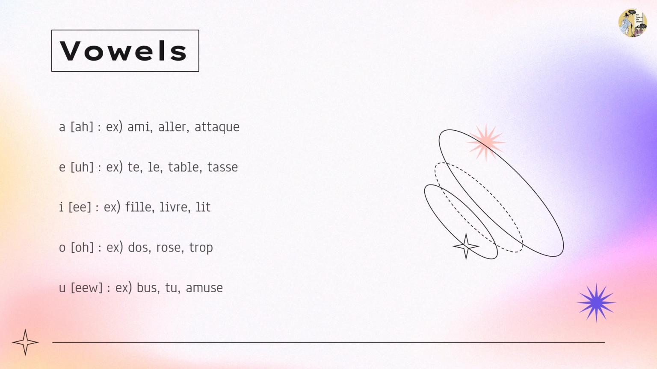Then E: thé, lait, table, tasser. I: fille, livre, lit. Then O: dos, rose, trop. Finally, U: bus, tu, amuse.